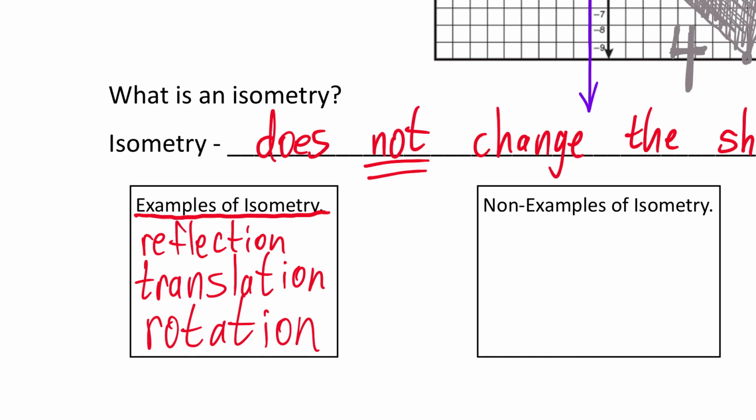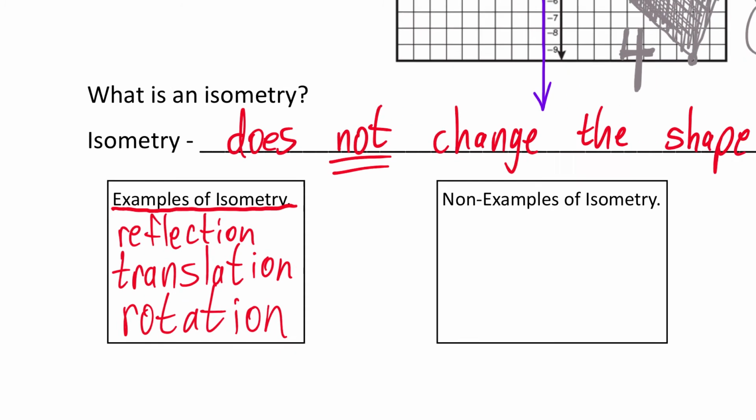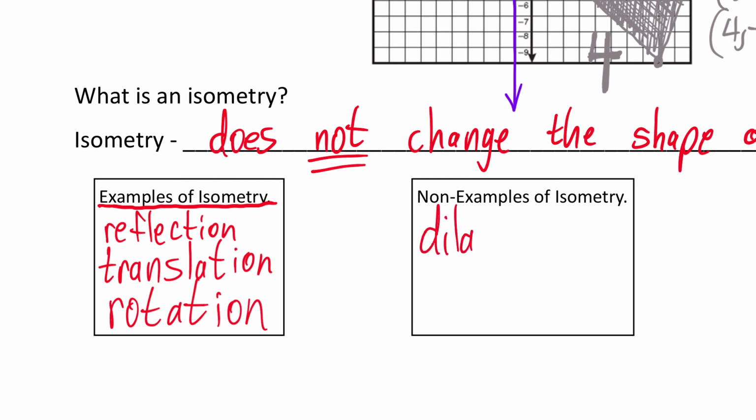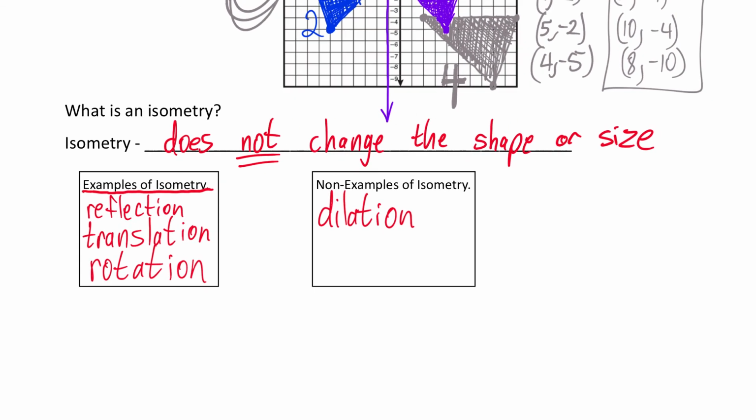So there's one that we've done that does change one of those. What is it? The dilation. Because the dilation doesn't change the shape, it's still similar, but it changes the size. So a dilation is not an isometry. These 3 are, and then on Monday we'll talk about symmetry and tessellations, which is an example of an isometry because it doesn't change the shape or size. Dilation is the only one of these that we talk about that's not an isometry.